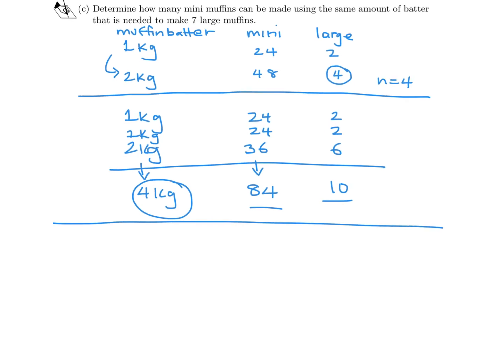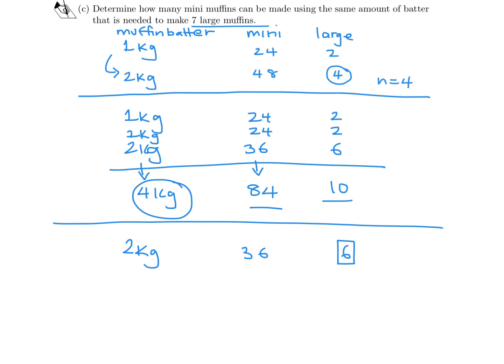Determine how many mini muffins can be made using the same amount of batter that is needed to make 7 large muffins. Okay, so again, manipulation of the pieces of information they gave us in the question stem. So we got 2 kg was 36 and 6, right? So we got to get 7 large.